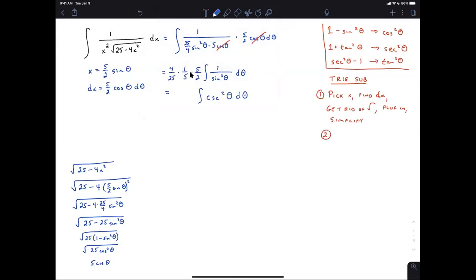And now we're going to simplify down these coefficients. So the 5s cancel, the 2 cancels with the 4, and we get 2 over 25 as the coefficient. Now the integral of that is negative 2 over 25 cotangent theta plus C, because it happens to be that the antiderivative of cosecant squared is negative cotangent. Okay, any questions to that stage?